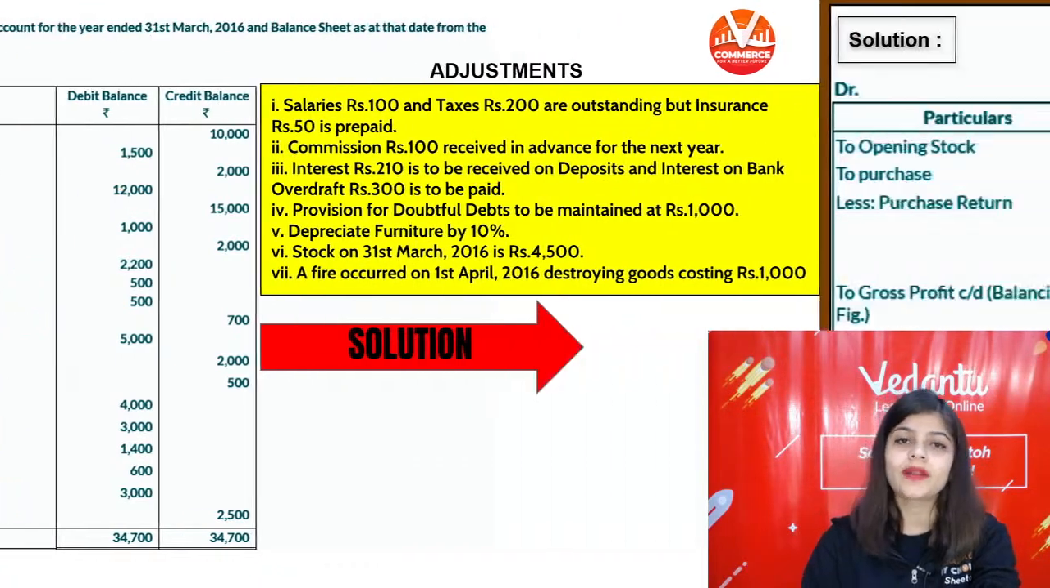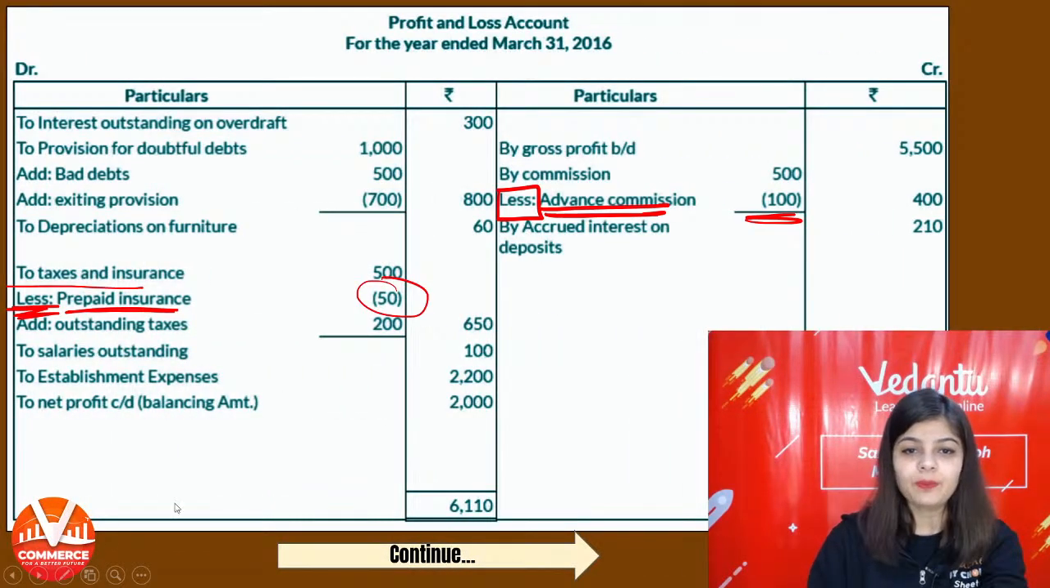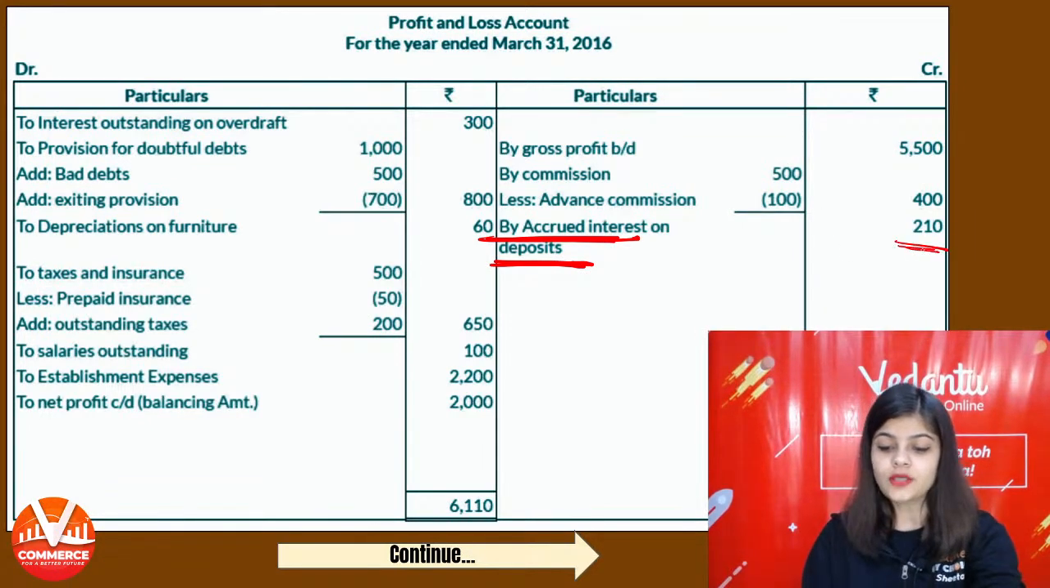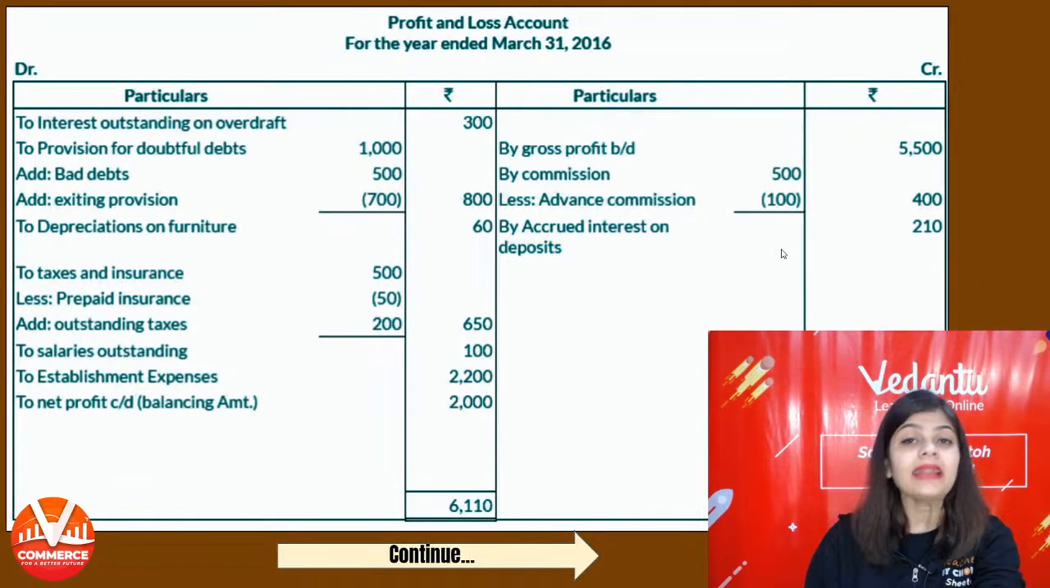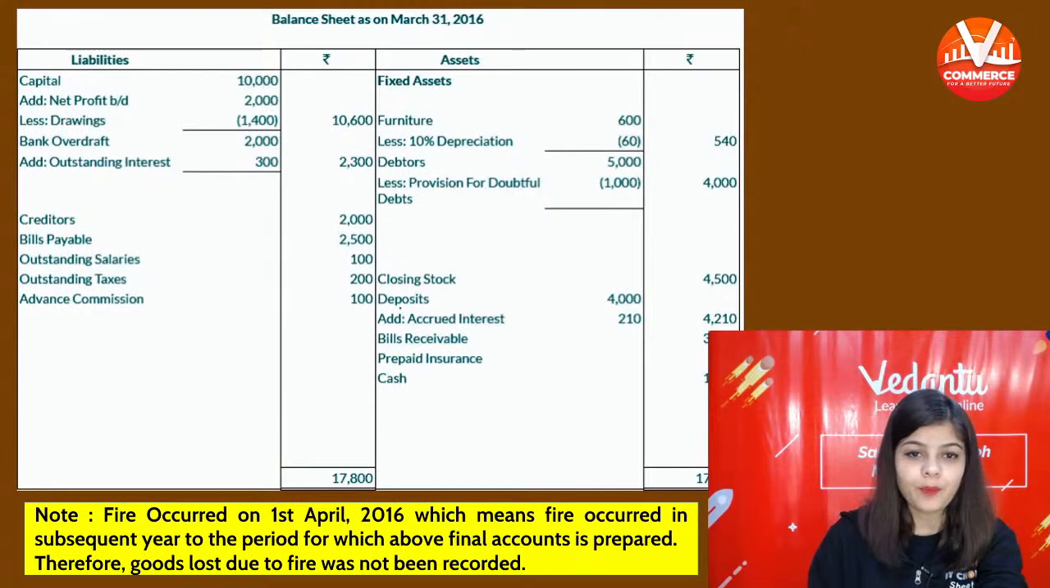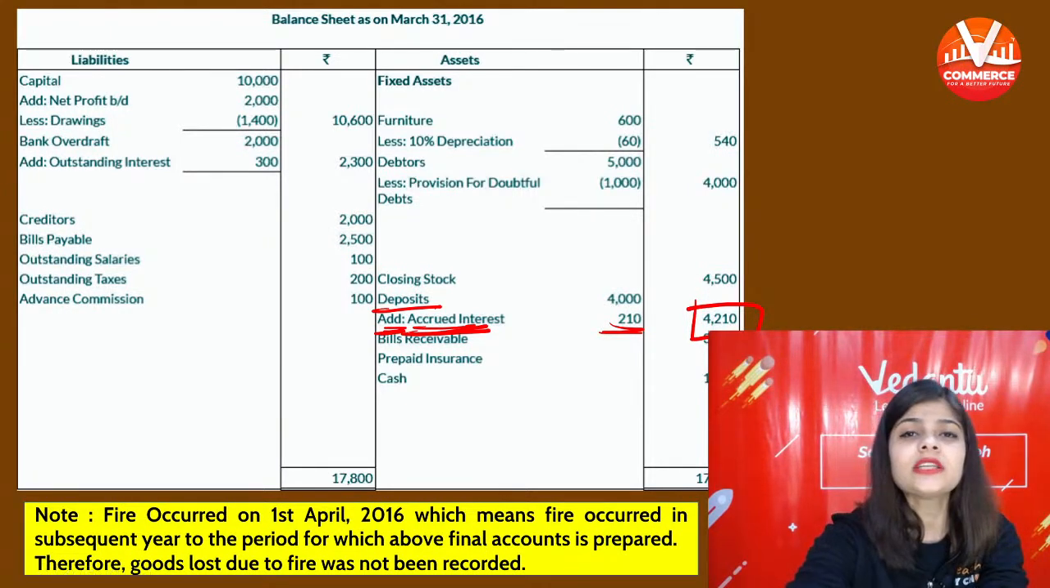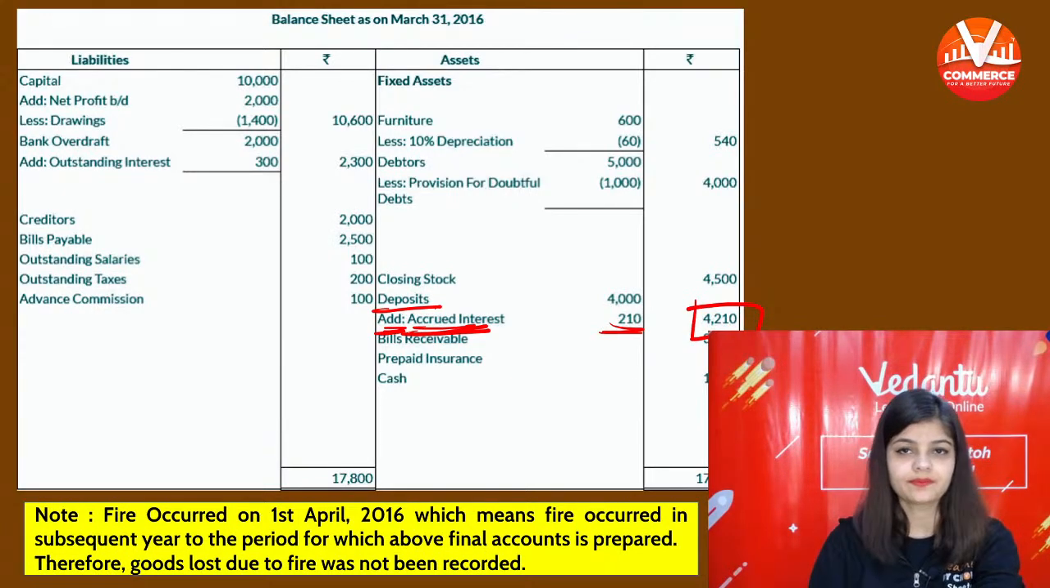Accrued interest 210. Credit in the P&L by accrued interest on deposit 210 and record on the asset side, add in the deposit. In the deposits we will add accrued interest 210. So deposits में add कर देंगे and you will record on the credit side of P&L because it is your income of current year.